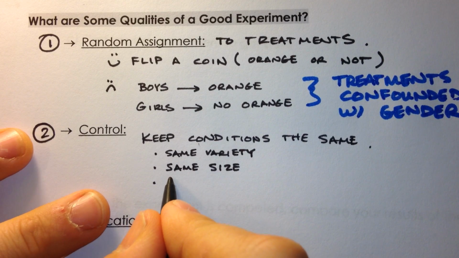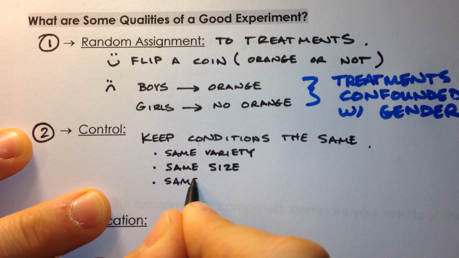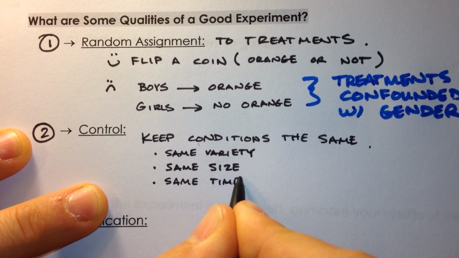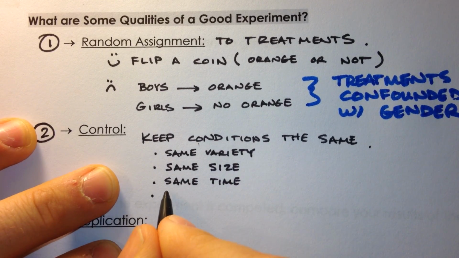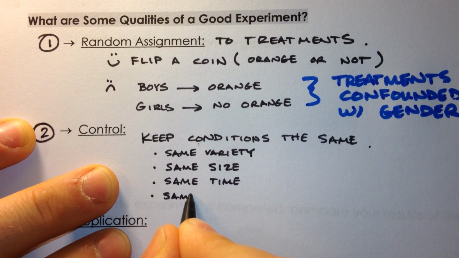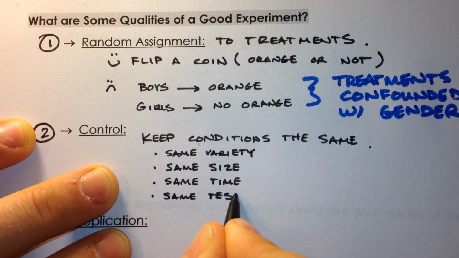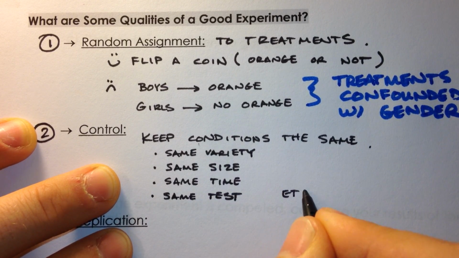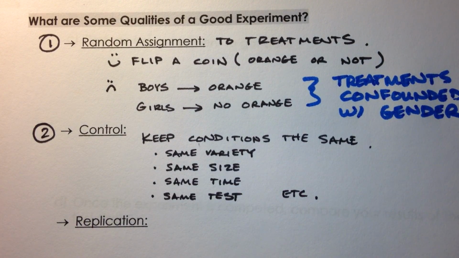Another thing is that you would want to have everyone consume their orange at the same time in the morning. And you would want to make sure that everyone takes the same test under the same conditions. Okay, etc. There's a lot of things you've got to think about when you control an experiment.